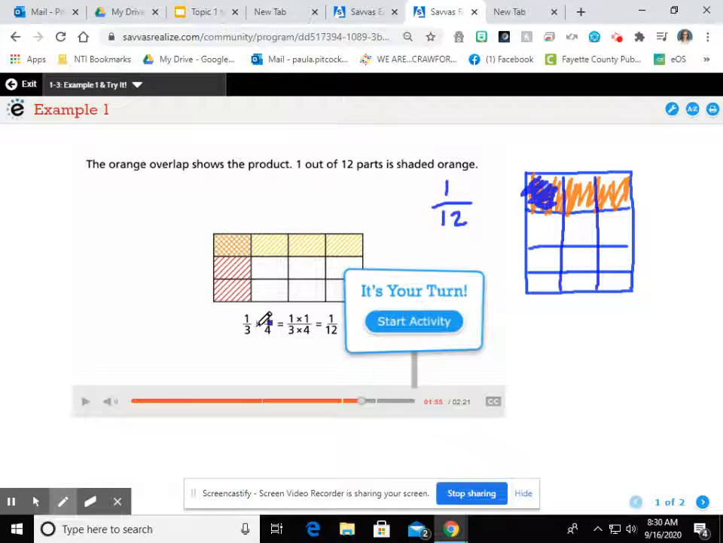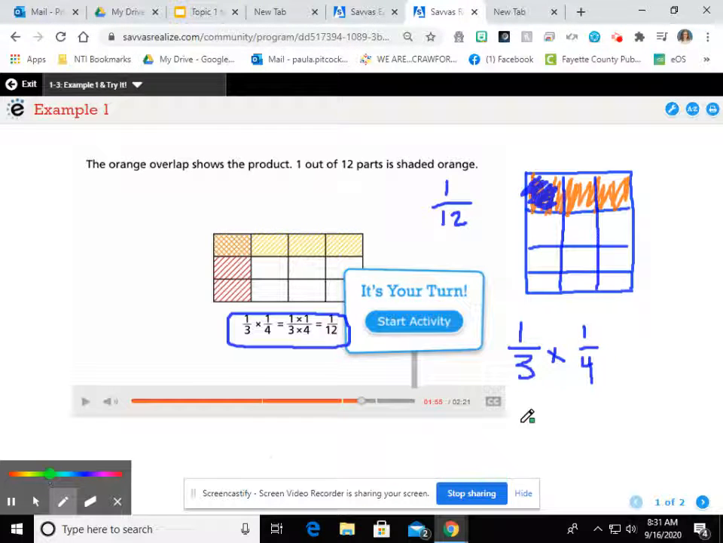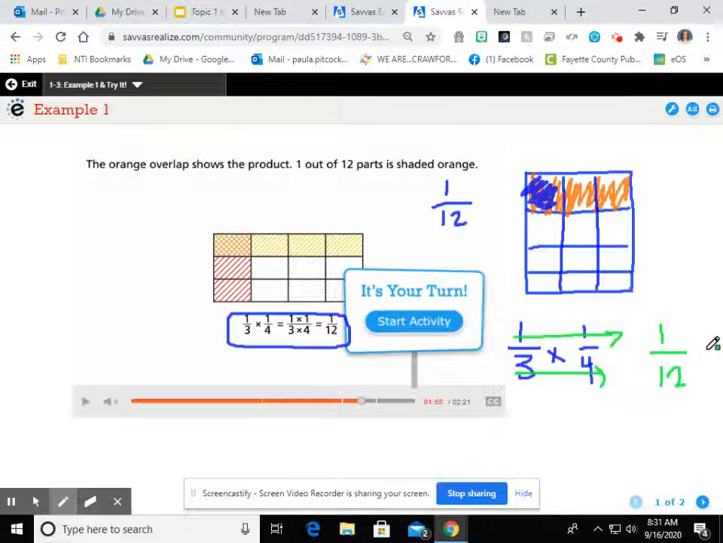But there's an easier way, guys. If you look at their picture down here, or their math example, the rule is multiply straight across. So if I have 1/3 of 1/4, of means multiply, the rule that you learn in elementary school for multiplying fractions is multiply straight across. 1 times 1 is 1. 3 times 4 is 12. Easy peasy lemon squeezy.